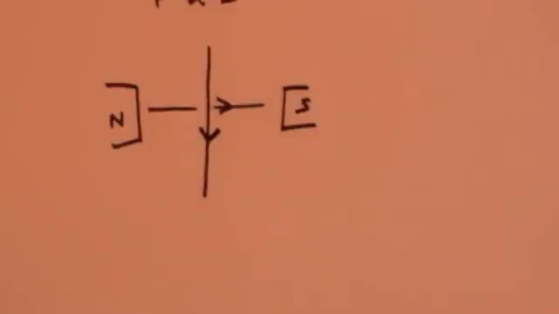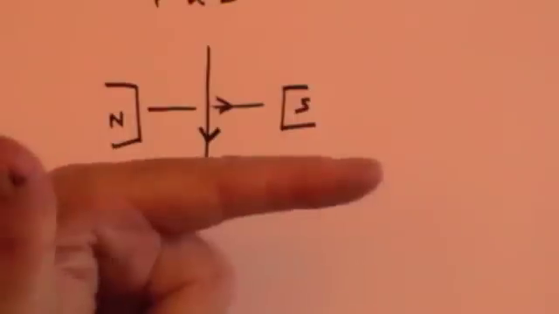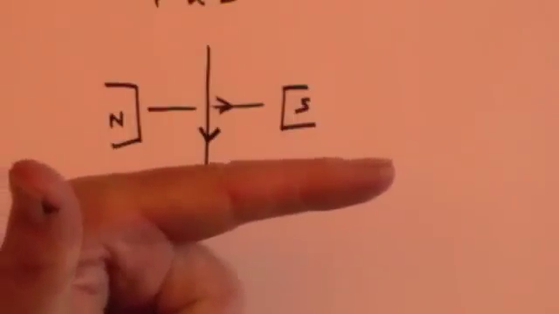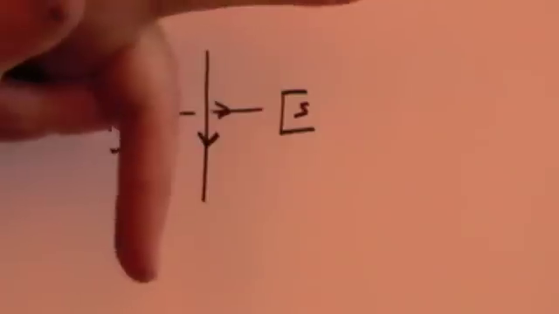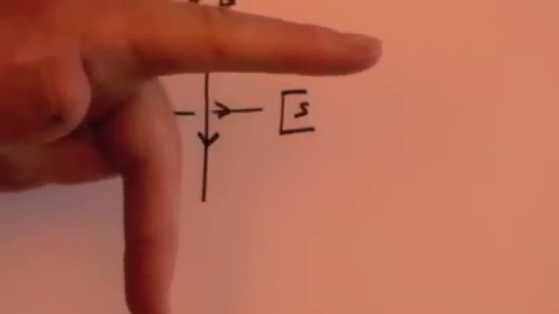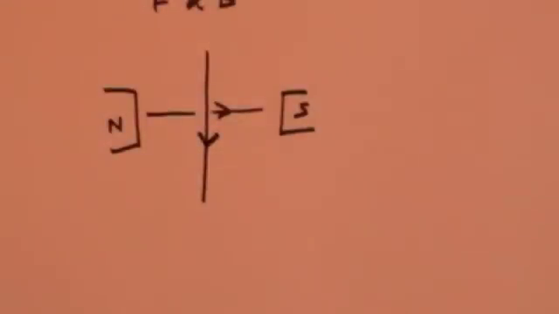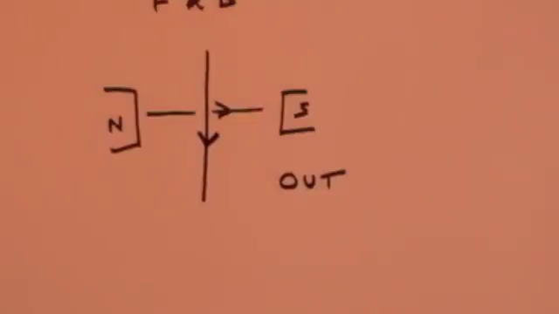Which way will it be? Well, first of all, I need to put my first finger in the direction of the field. That's pointing from north to south. My second finger needs to go in the direction of the current, which is down. So I've got first finger pointing in the direction of the field, second finger in the direction of the current, which means my thumb, which is pointing up at you, pointing out of the paper, must be the direction of the motion of the wire. So consequently, the direction of the wire will be out of the paper.